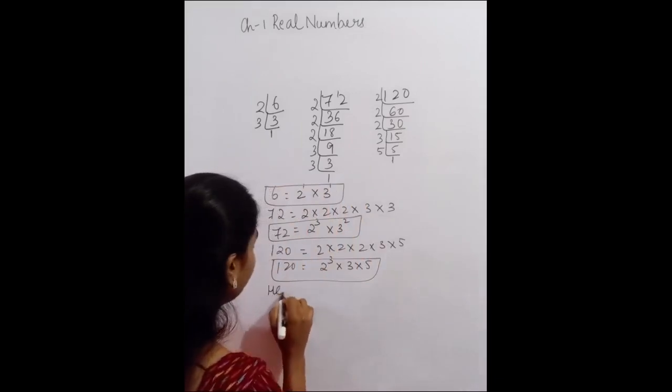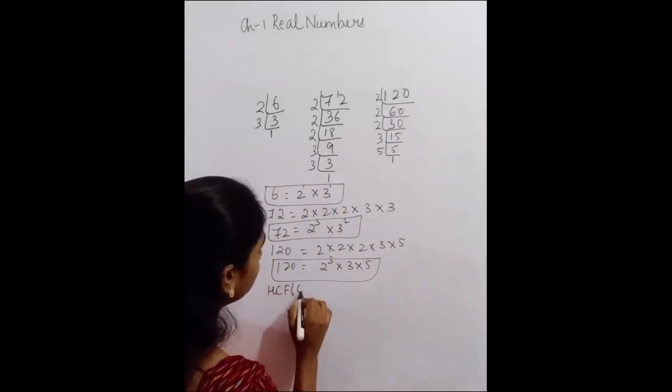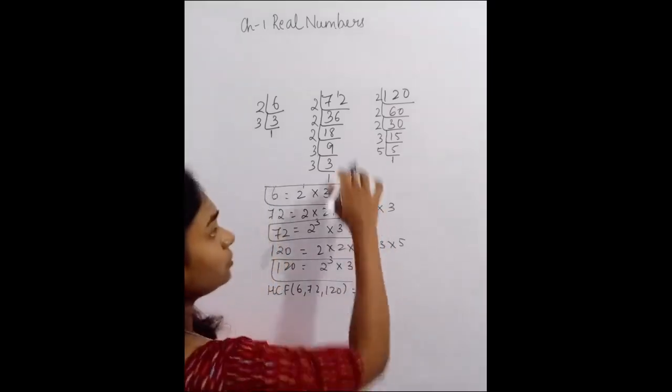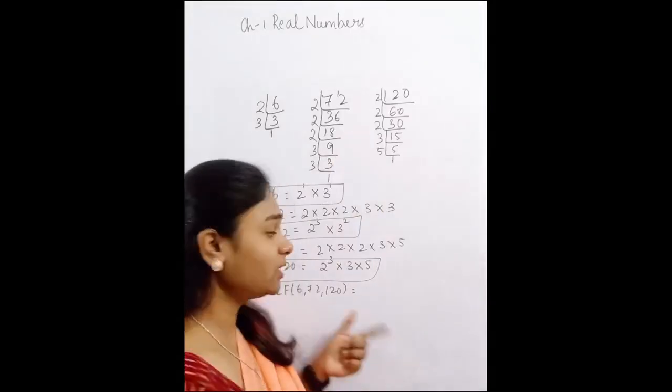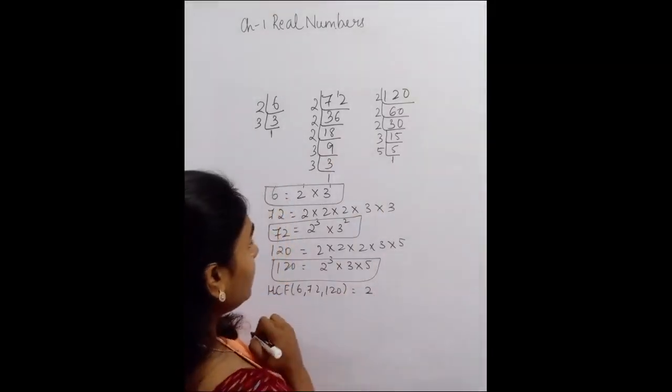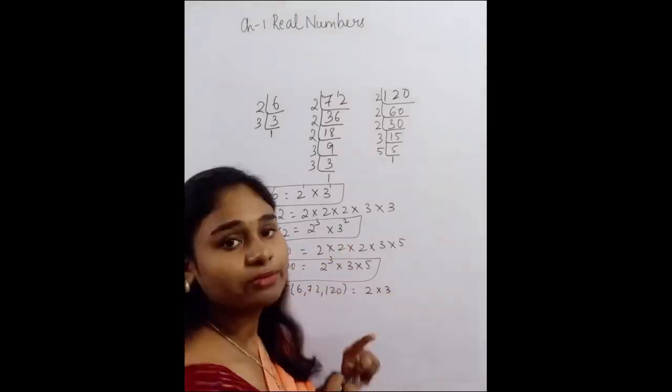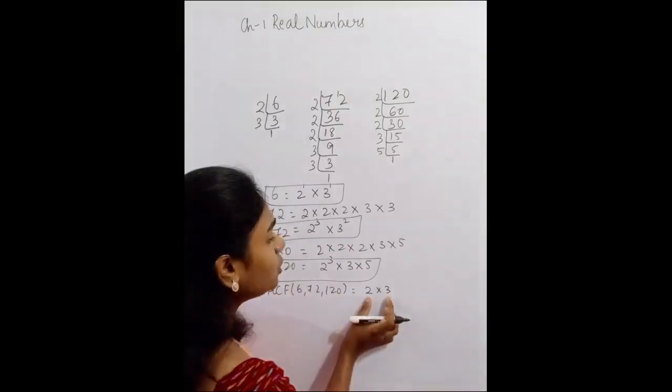Now what will be the HCF? There are 3 numbers, right? So we have to write 6, 72, 120, the HCF of all the 3. What is common among the 3? 2 is common, and 3 is common. 5 isn't common. So therefore I write 2 and 3.